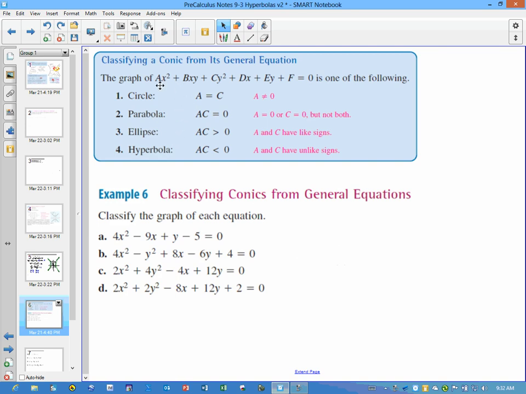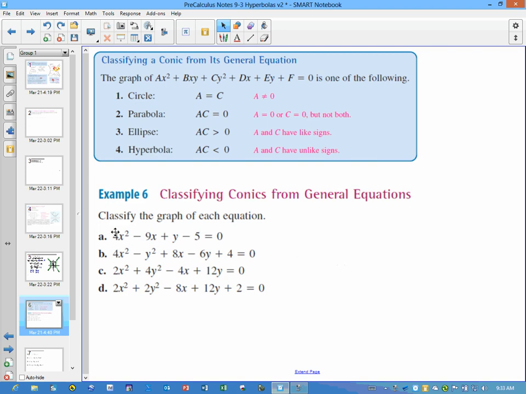If A and C have the same sign, but different values, then that will be an ellipse. In other words, A times C is positive. That means they have like signs, so that is going to be an ellipse. And technically, even if they have the same value, a circle is a special type of ellipse, so it does work if they have the same value. So if they're either both positive or both negative, then you have an ellipse. And if one is positive and one is negative, that means the product would be negative, so you would have a hyperbola.